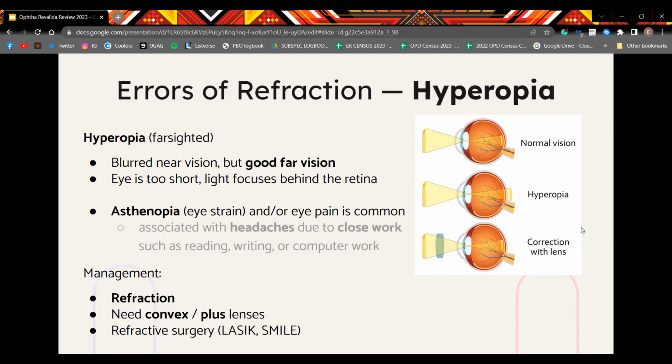So, hyperope naman will be farsighted. It's characterized by good far vision. Pero ang mostly kinocomplain ng mga patients would be asthenopia or parang eye strain caused by headaches during close work, no? Kapag nagbabasa sila with computer use or with writing. Ang management again is glasses, specifically with convex or plus lenses. You can also do refractive surgery.